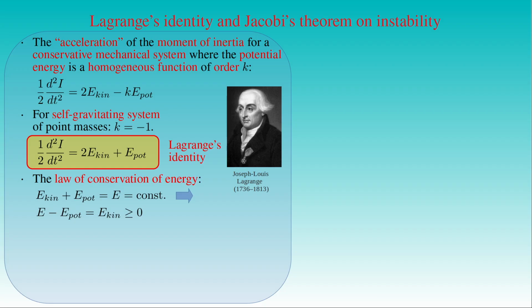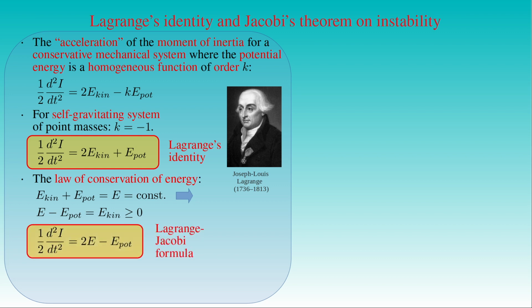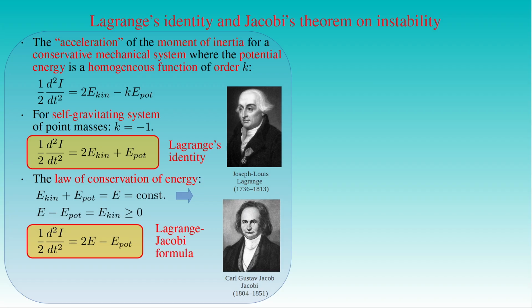If we insert this equation into Lagrange's identity, then we obtain the Lagrange-Jacobi formula, stating that 1 over 2 times the second-order time derivative of the moment of inertia I is equal to 2 times the total energy of the system minus the potential energy of the system. This formula was derived by Carl Gustav Jacob Jacobi, a German mathematician who generalized Lagrange's identity to the n-body problem.